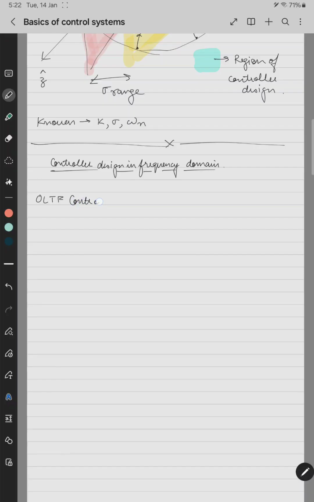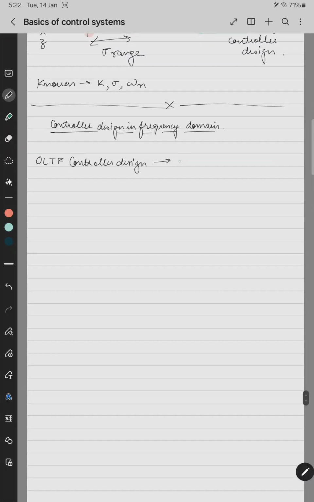For controller design there are different methods, like root locus, and then frequency domain analysis, which is also called loop shaping analysis or Bode plots. These are the two methods typically used for designing the controller.